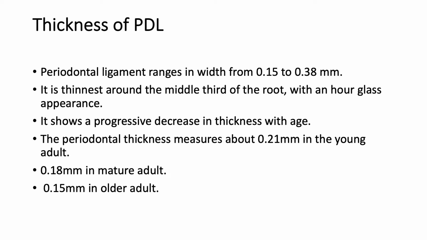The thickness of the periodontal ligament. The periodontal ligament ranges in general in width from 0.15 to 0.38 mm. It is thinnest around the middle third of the root, with an hourglass appearance. It shows a progressive decrease in thickness with age, and its thickness measures about 0.21 mm in the young adult, 0.18 mm in mature adults, and 0.15 mm in old adults.